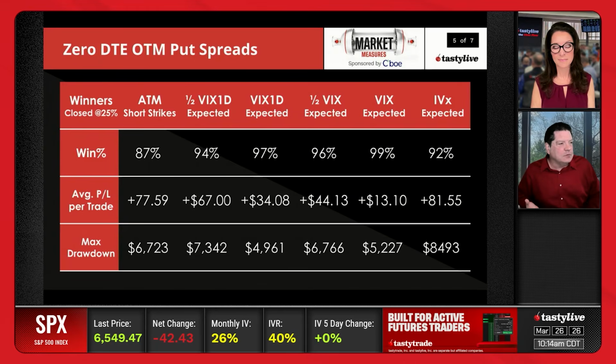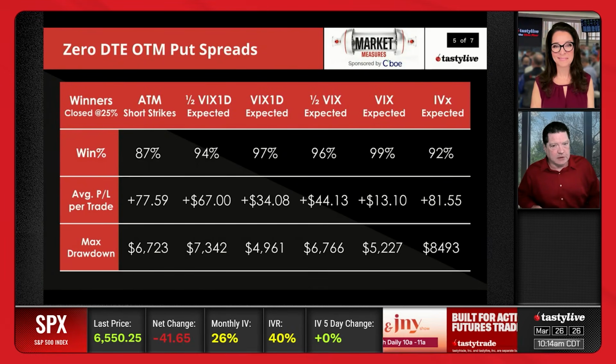The P&Ls, when you take 25% winners, range from $13 to $77 or $81. It's going to be around $30, $40. Think of it that way. The max drawdowns are $7,000. So you're going to get hurt a few times. You've got to put your helmet on when you're doing these types of trades.